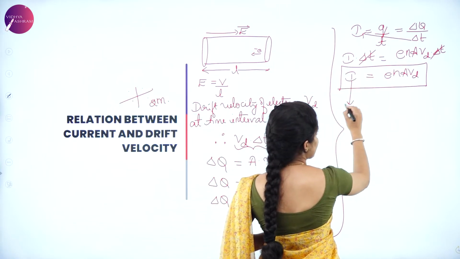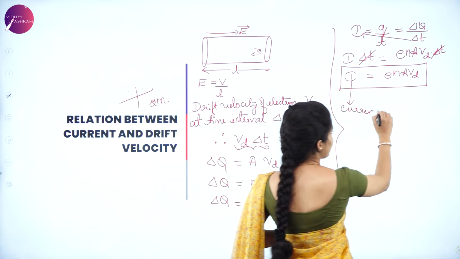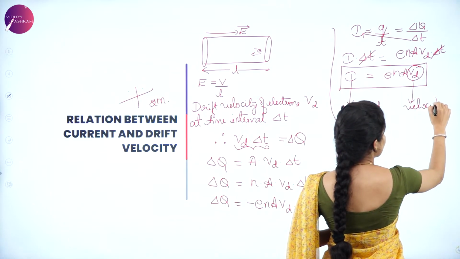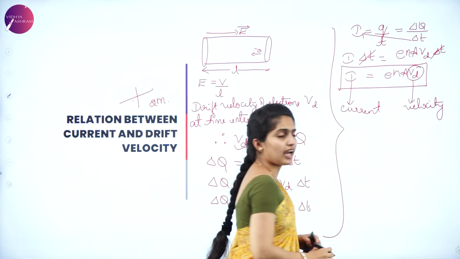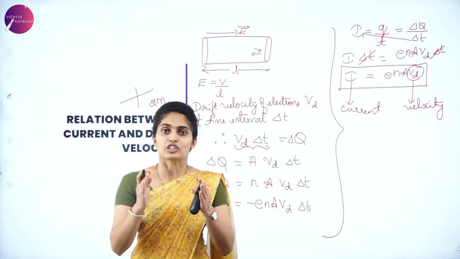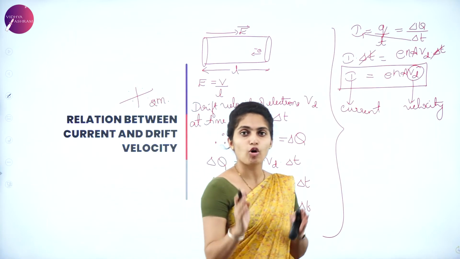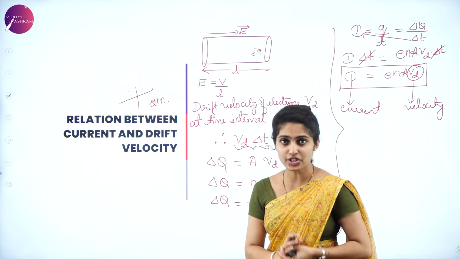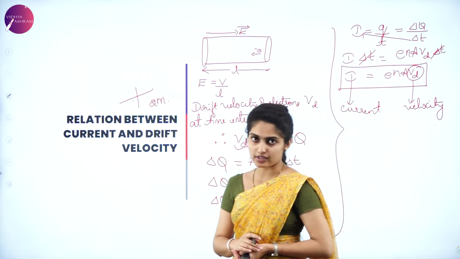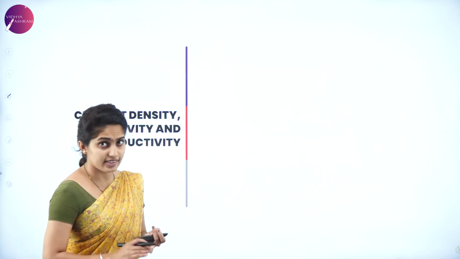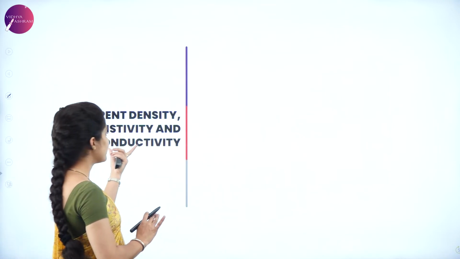I means current, VD means drift velocity, A means area, E means electron charge, and N means number of electrons crossing over that area. So this is a very important derivation, which will be asked in the examination and carries 2 marks. Okay. So coming to the next topic: current density, resistivity and conductivity.